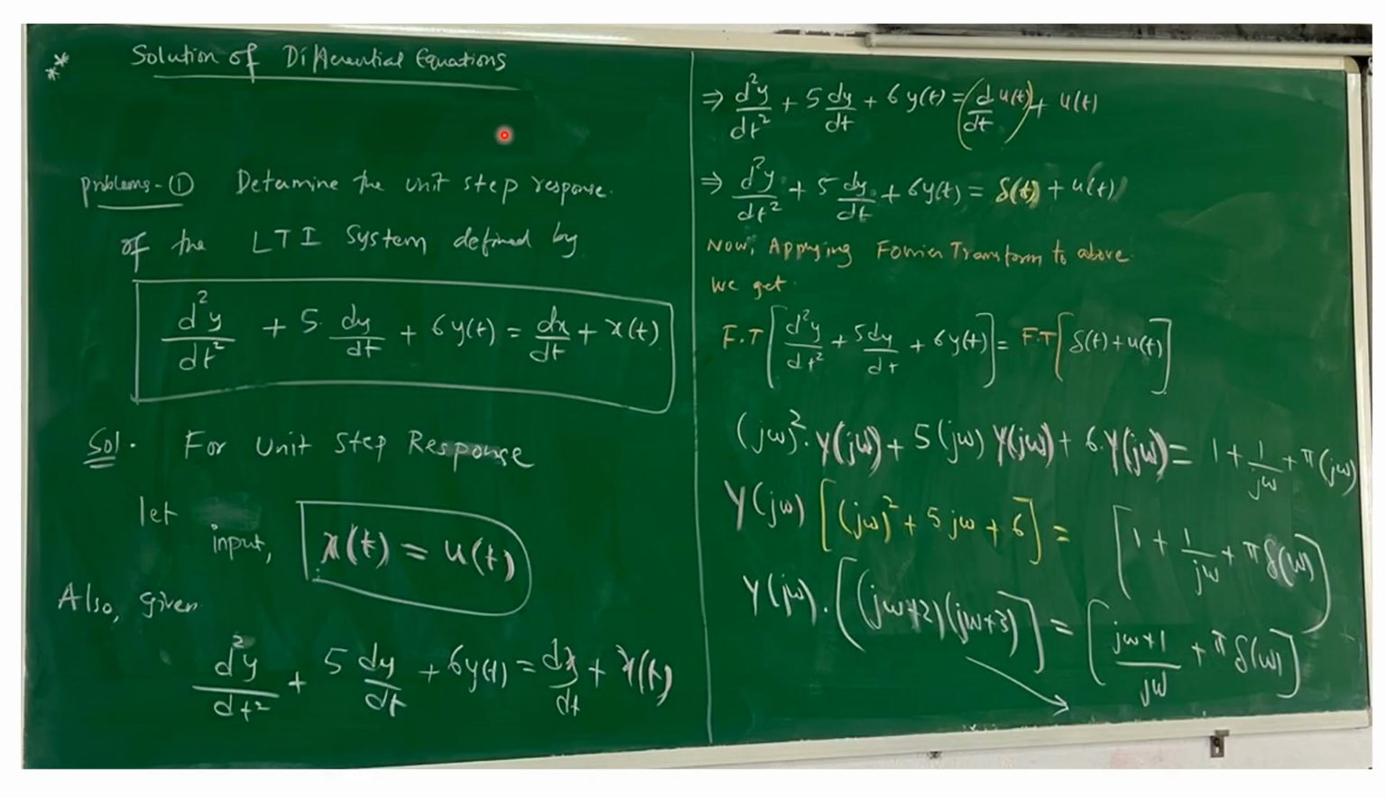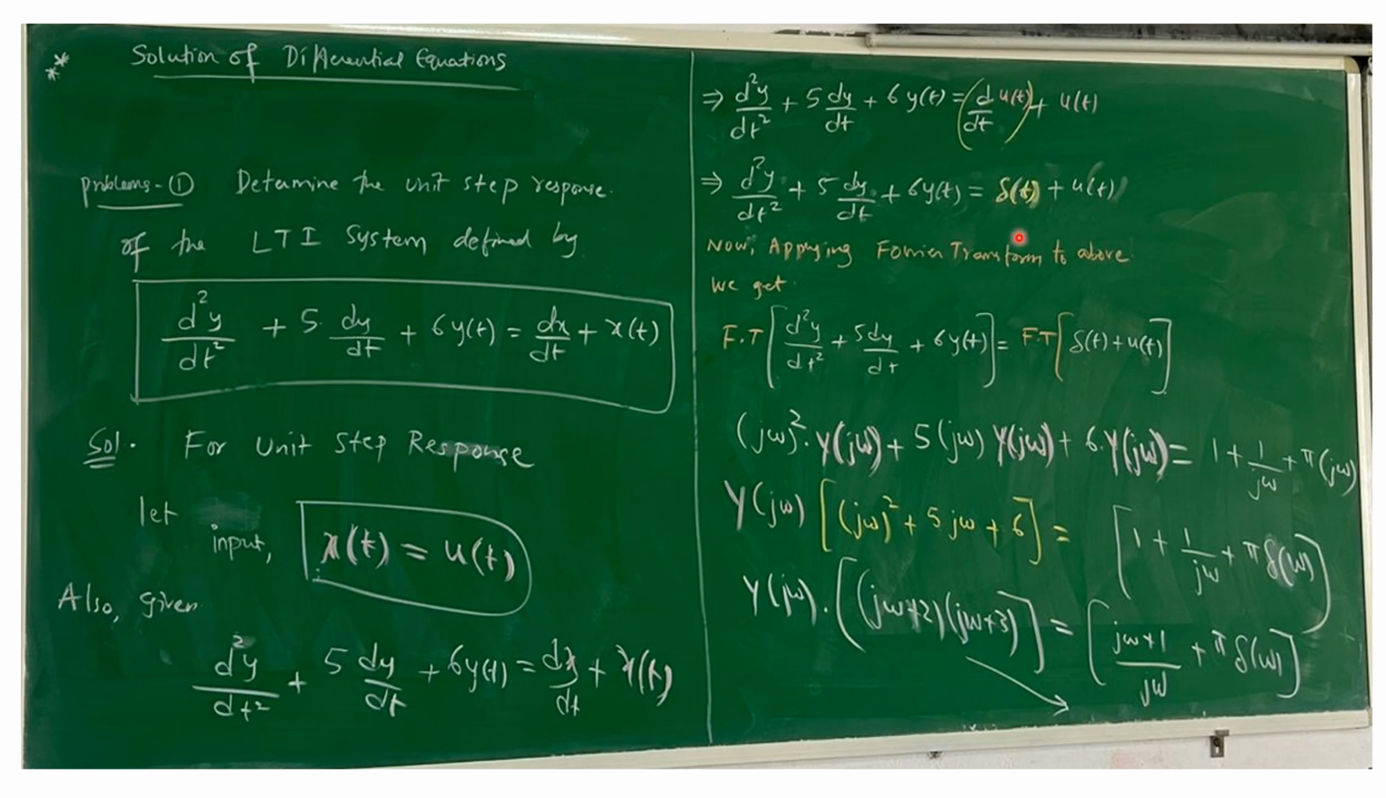Coming to the solution of the differential equation derived previously, d square y by dt square plus 5 dy by dt plus 6 y of t is equal to d by dt of x of t plus x of t. For this differential equation, we are asked to determine the unit step response. To determine the unit step response, we assume the input x of t is equal to u of t, and the Fourier transform will be applied on both sides. So in place of x of t, I am substituting u of t.